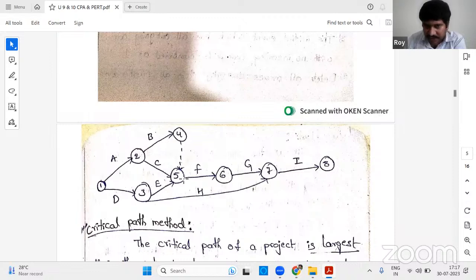This activity, one node is coming. But I cannot connect this from 2 to 5. I cannot connect here as per the rule. That is why I have drawn the dummy row. But I can connect here because G and H are the predecessors for I.